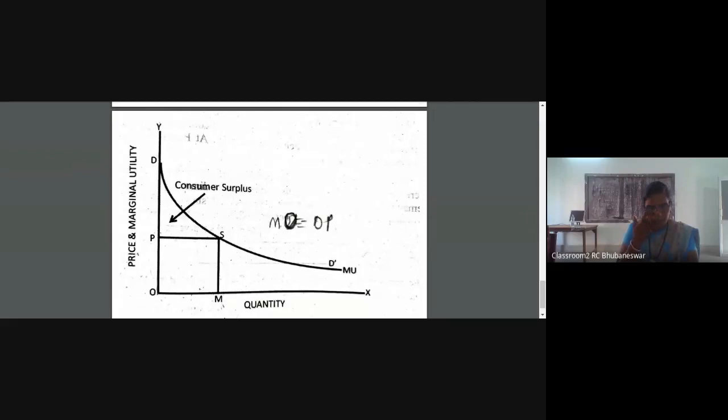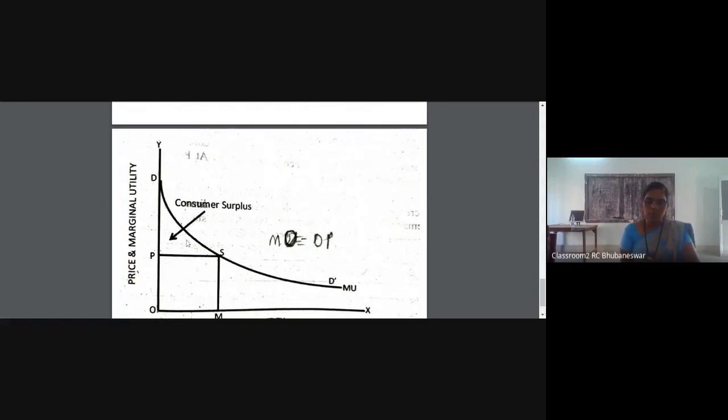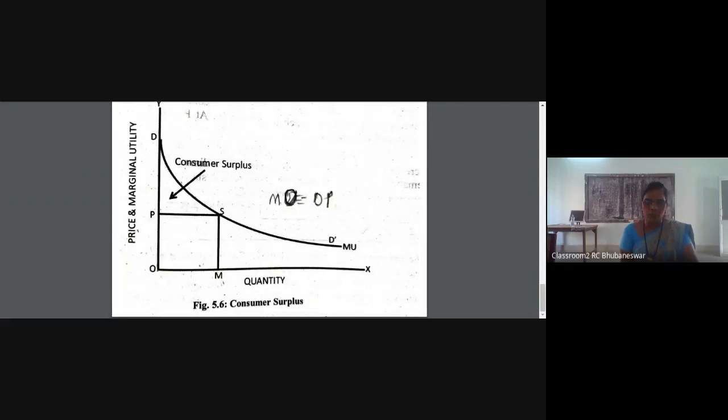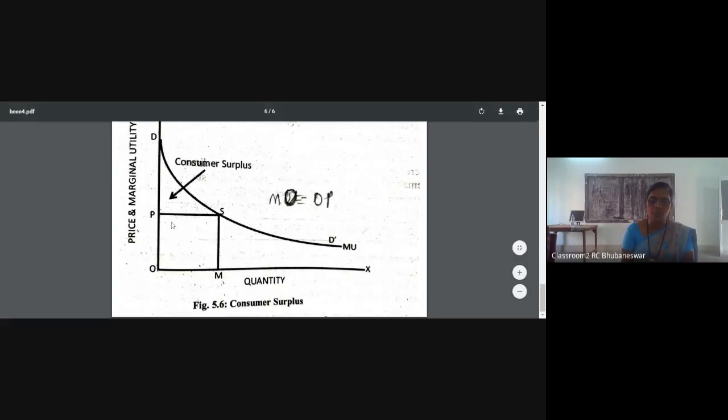The measurement of consumer surplus from a commodity from the demand or marginal utility curve is described in the diagram on page 103. In this diagram, we saw OX and OY. OX is the quantity and OY is the price and marginal utility. D is the demand and also the marginal utility curve, which slopes downward and indicates that as the consumer buys more units of the commodity, the marginal utility derived from each additional unit falls.